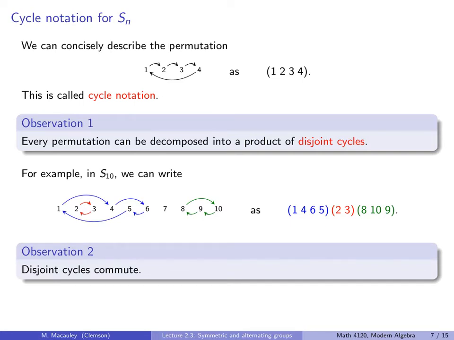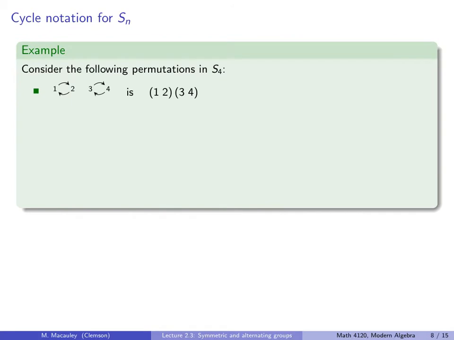Observation 2, disjoint cycles commute. It doesn't matter up here whether I first shuffle according to the blue arrows and then the red arrows and then the green arrows, or if I do the green arrows, then the blue arrows, then the red arrows. They don't interfere with each other. In cycle notation, that means (1 4 6 5)(2 3)(8 10 9) equals (2 3)(8 10 9)(1 4 6 5). Well, actually, this is a different order. Now I'm doing red, green, blue. So you can swap the order of 2 of these cycles, assuming that there are no common numbers to both cycles. Let's do some more examples.